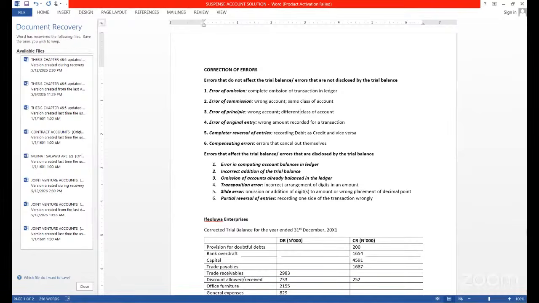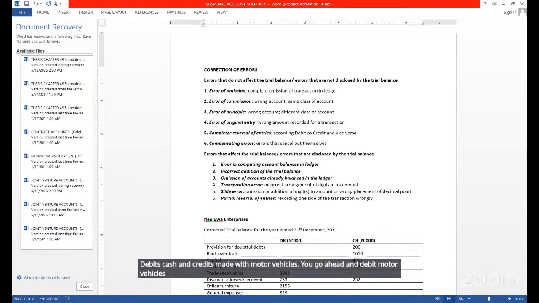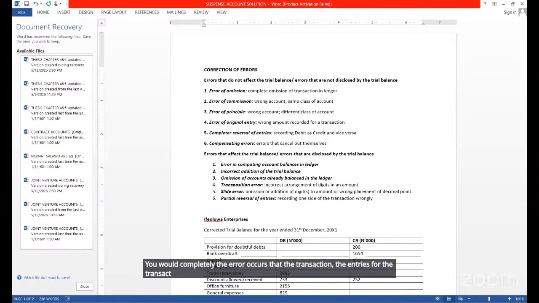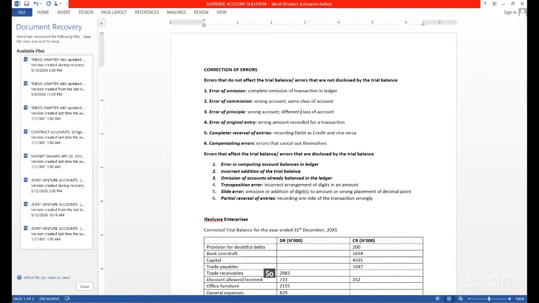So from there, we move on to the complete reversal of entries. Here, the transaction is recorded in the opposite totally. You mean to debit cash and credit maybe motor vehicles, but you go ahead and debit motor vehicles and credit cash. Are we together? The error occurs such that the entries for the transaction are completely reversed. So the debit is recorded as a credit, the credit is recorded as a debit for that transaction.